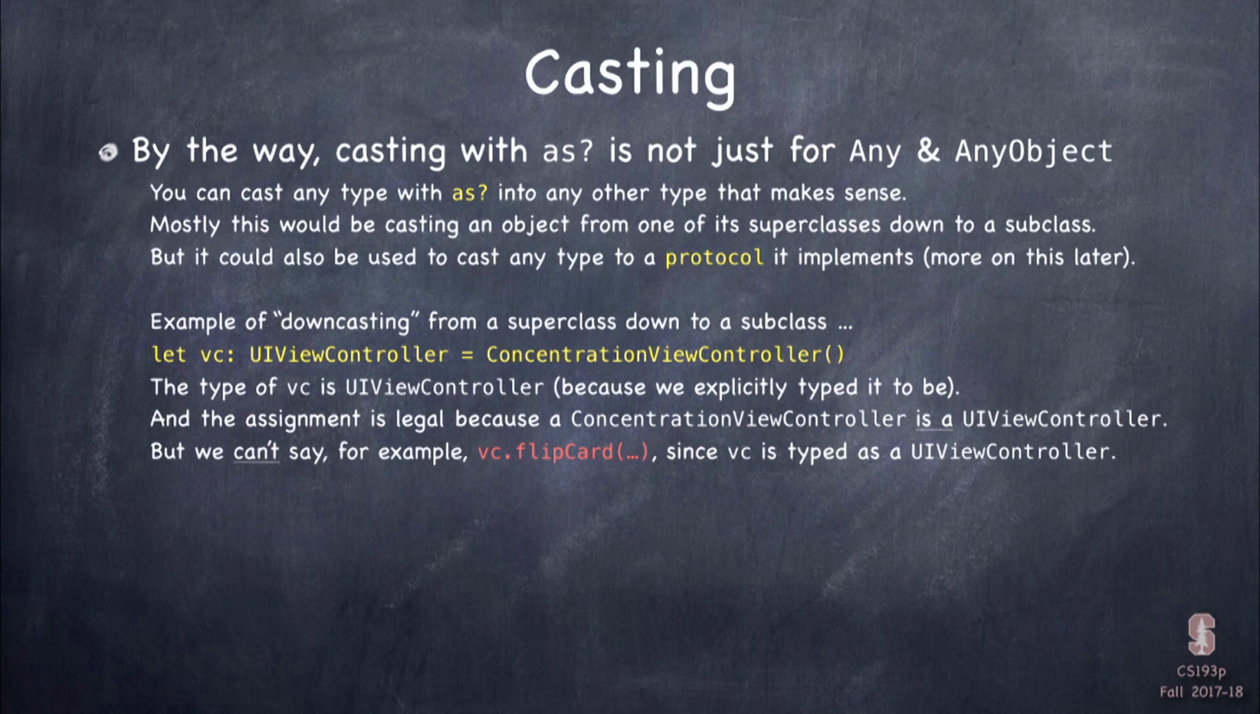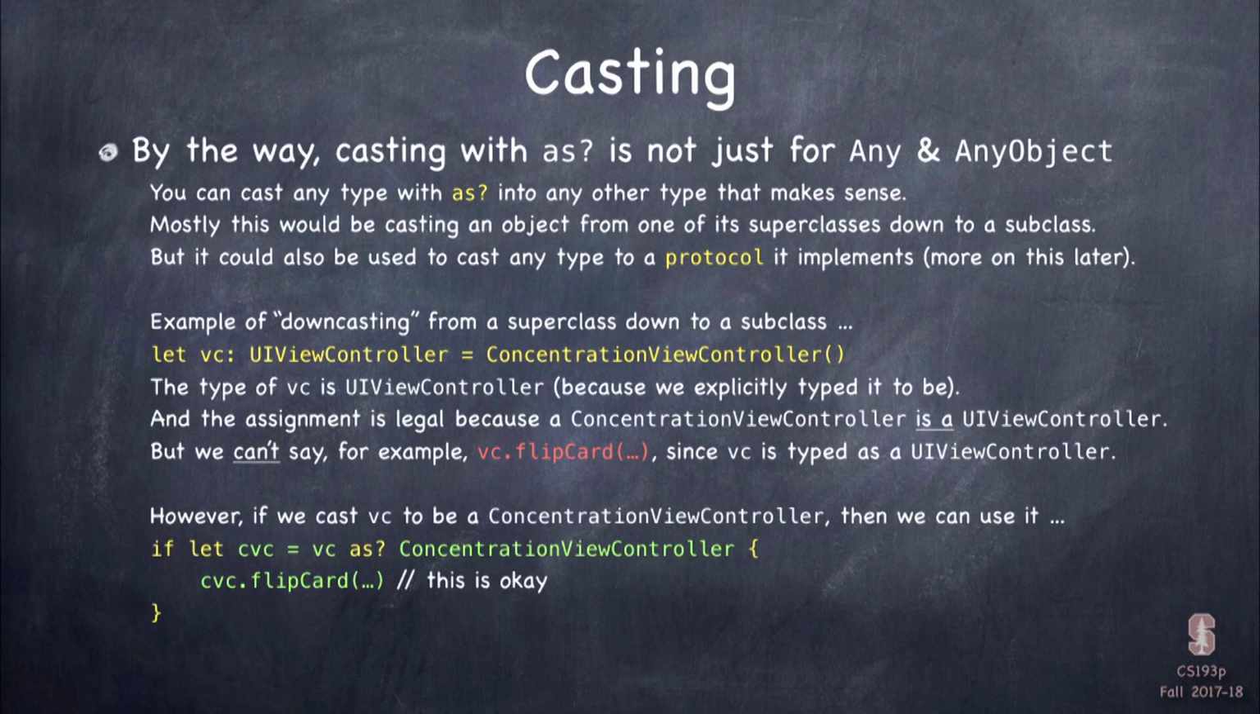So what if I did want to send flipCard to vc? How would I do it? Well, I can cast in the exact same way as with Any. I can say if let some new variable called cvc, for concentration view controller, equal vc as? ConcentrationViewController, now cvc is a ConcentrationViewController, and I can send it flipCard. So same way I did with Any, I'm checking to see if it's possible for this var to be converted, in this case downcasted, to a subclass of that thing so I can interact with it as that subclass.